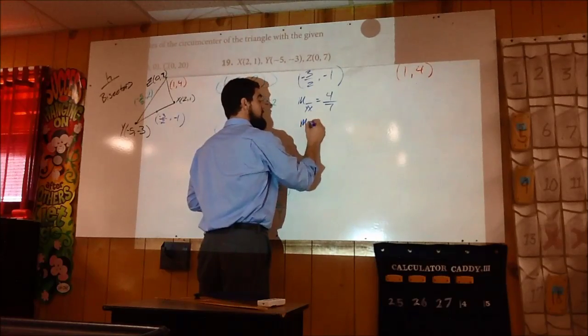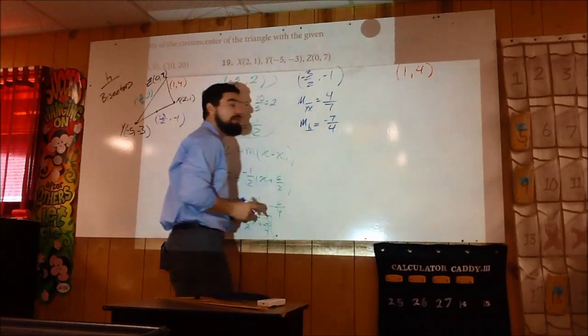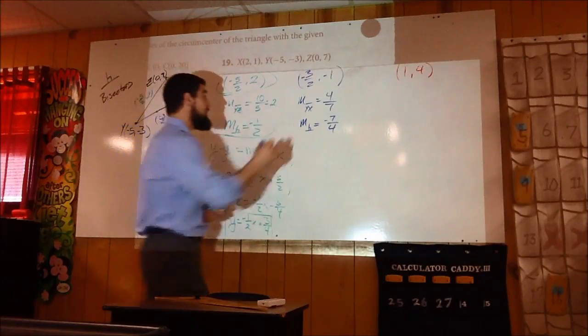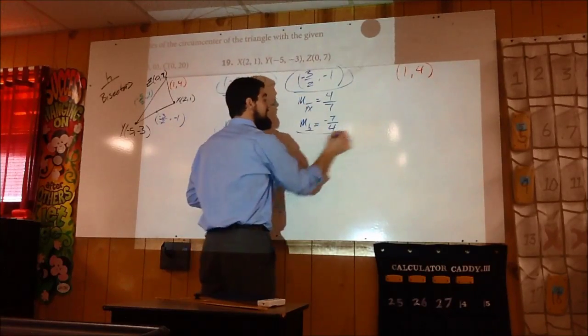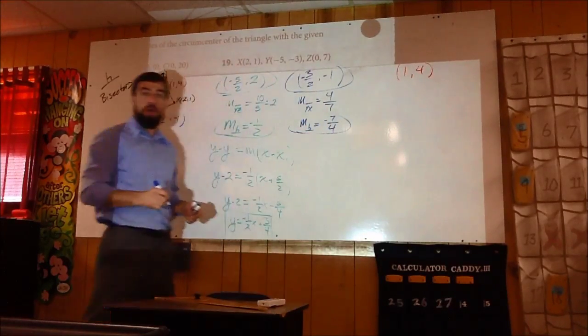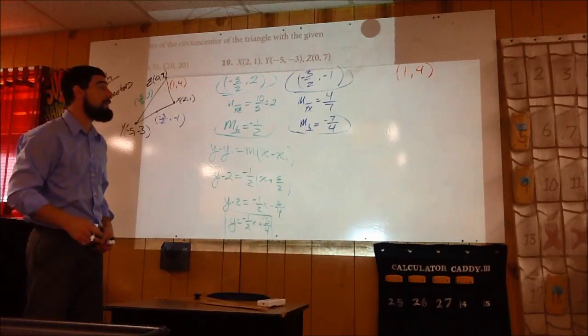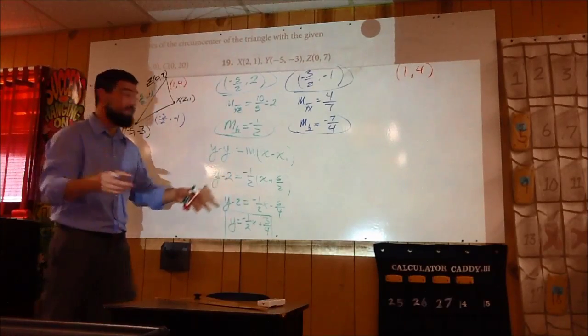So what would be the perpendicular slope? -7/4 would be my perpendicular slope. So we're going to have fun with this guy. Here we go. I've got a point that it goes through, the midpoint of the segment. Then I've got the perpendicular slope of that. Once you have a point and a slope, plug it into the point slope formula.